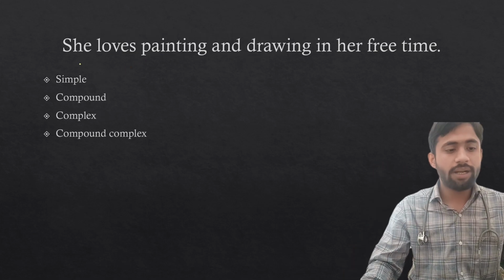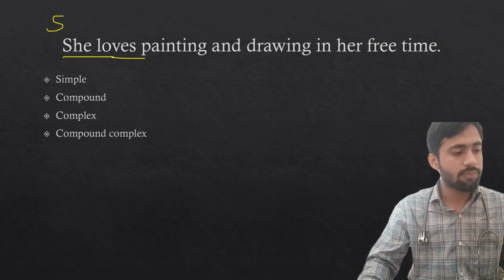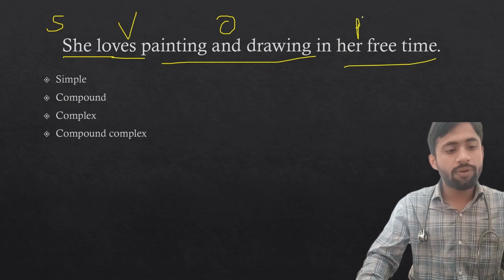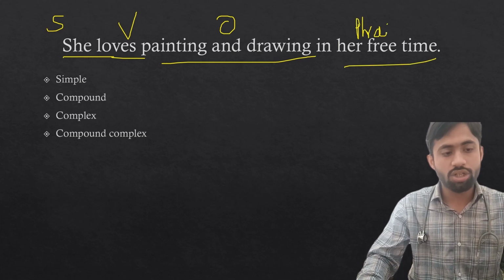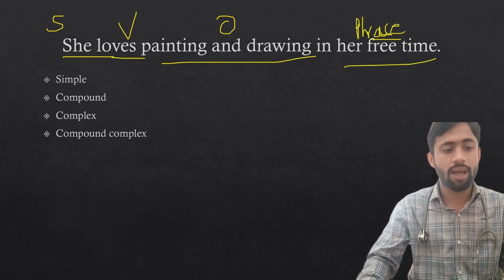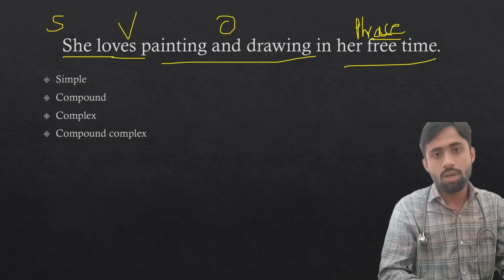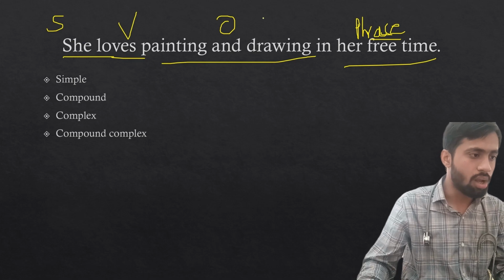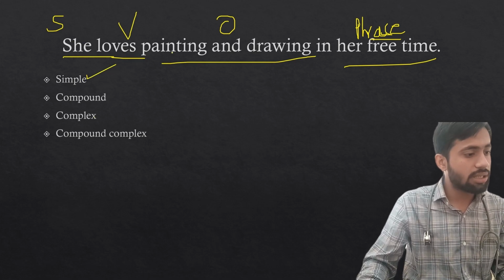Next, she loves painting and drawing in her free time. So she is the subject, loves is the verb, painting and drawing is the object. What does she love? Painting and drawing. In her free time is a phrase. When does she love? In her free time. So this is a phrase. Which phrase? Adverb phrase of time. Subject, verb, object, phrase. So this is a simple sentence.